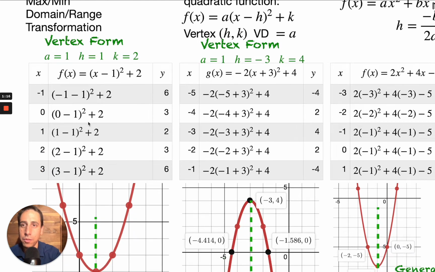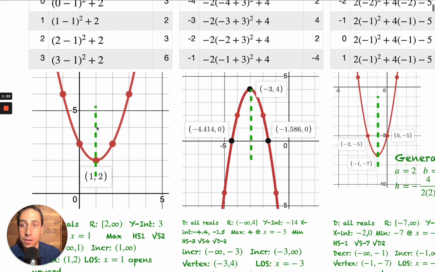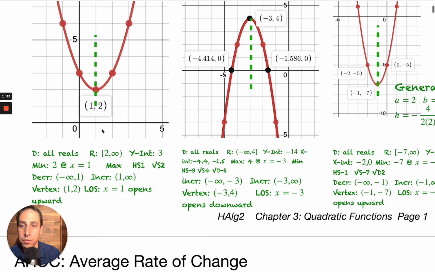I'm not going to make you do the table because there it is. I hope you're all experts at doing graphing tables by now, and it would be right here, so you can plot those points. But the one thing that is new today is that you can see there's a vertical line of symmetry right here at x equals 1.